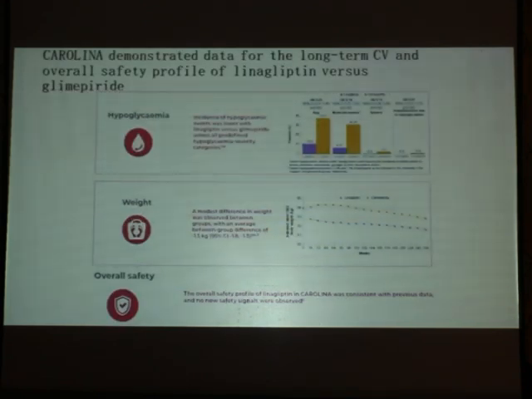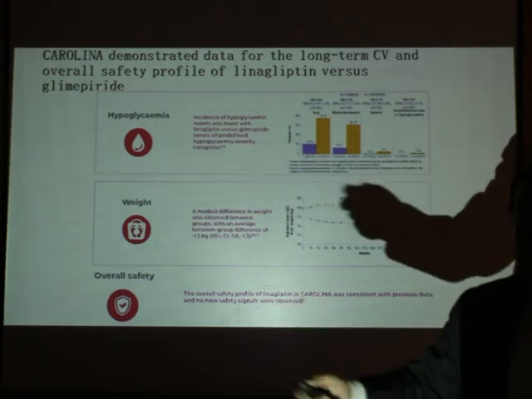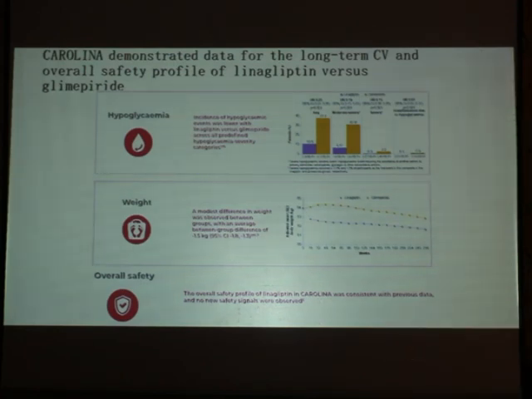Next one. Carmelina demonstrated data for the long-term CV and overall safety profile of linagliptin versus glimepiride. This was the first thing. Actually, people said it is a favorable trial for glimepiride because it was as safe as the comparator molecule linagliptin. Yes, but it was not coming without cost. It was coming, and I'll show you in the next slide, with a lot of moderate to severe hypoglycemia, and even people who needed to be hospitalized on account of hypoglycemia. So this is the cost you had to pay for glimepiride, hypoglycemia, and this is the cost you had to pay on account of weight gain.